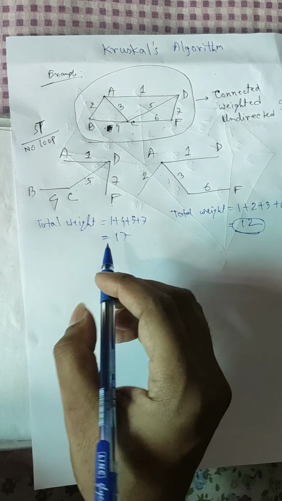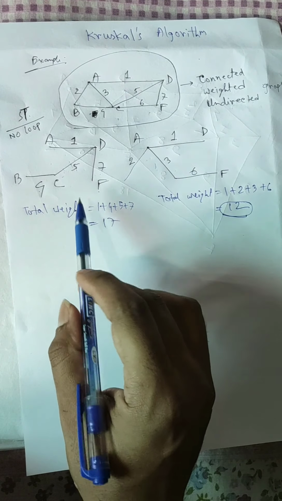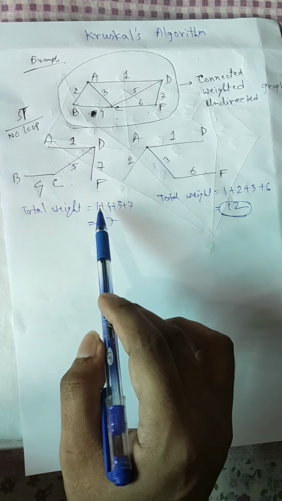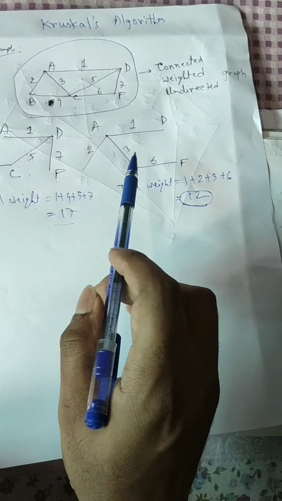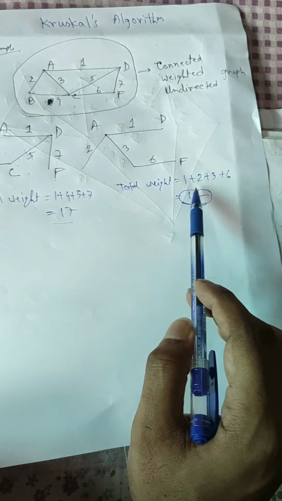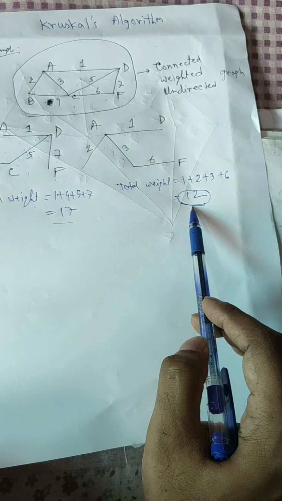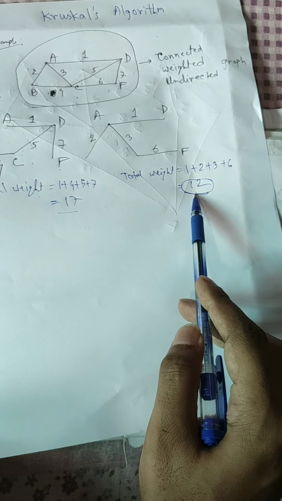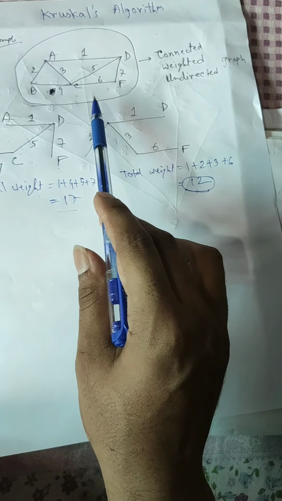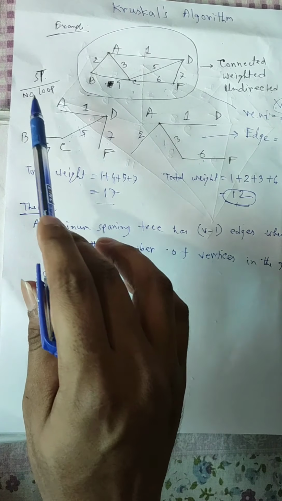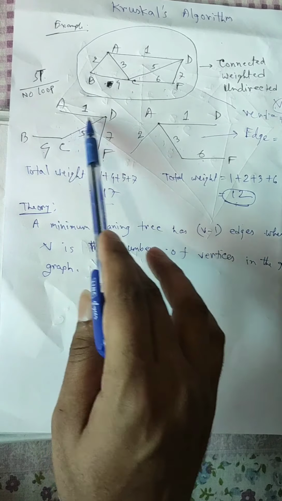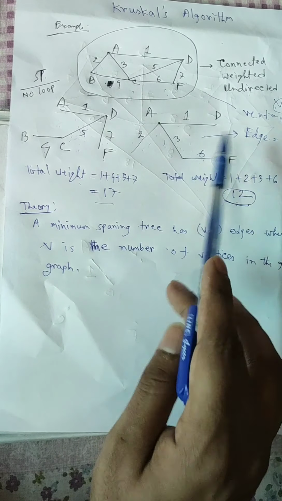Now we will find the total weight. The total weight of this graph is 1, 4, 5, 7, which is 17, and the total weight of this graph is 1, 2, 3, 6, which is 12. Which is the minimum? This is the minimum. So this is the minimum spanning tree of this graph. And a spanning tree cannot have any loop. On these two graphs no loops exist.